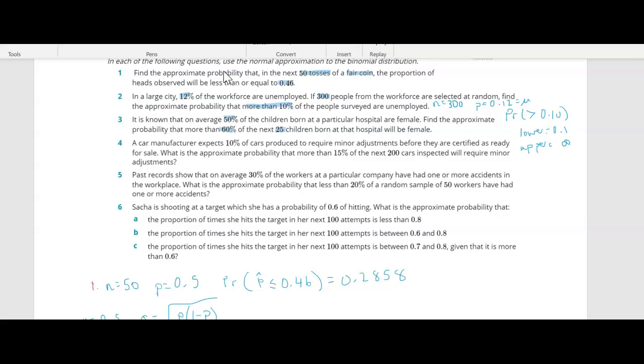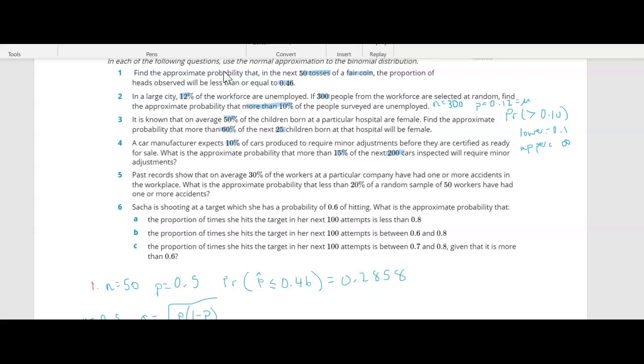All right, question 4. A car manufacturer expects 10% of cars produced to require minor adjustments before they are certified as ready for sale. What is the approximate probability that 15% of the next 200 cars inspected will require minor adjustments? Okay, so we've got P equals 0.1, which is the same as your mean. N is 200, so you can use those two values to get your standard deviation. And we want more than 15%, so your lower limit is 0.15 and your upper limit is infinity.